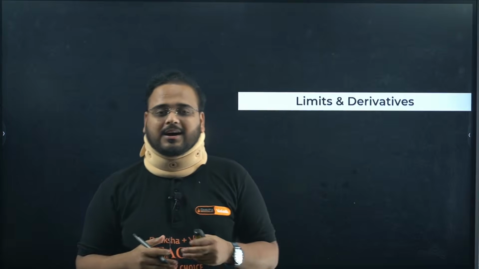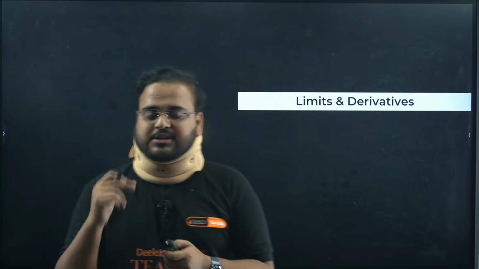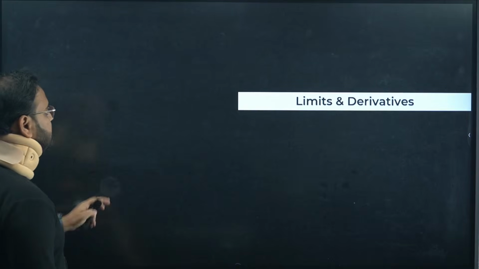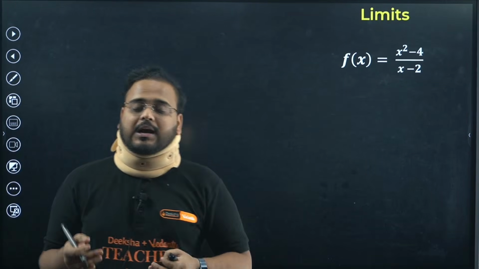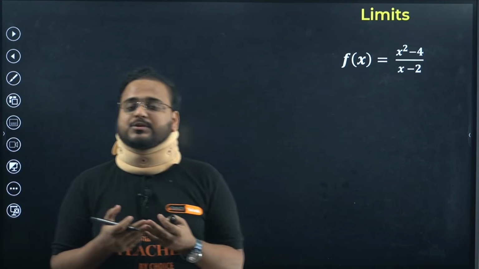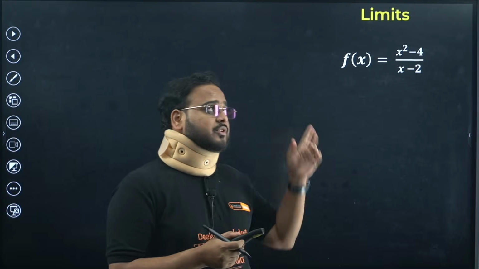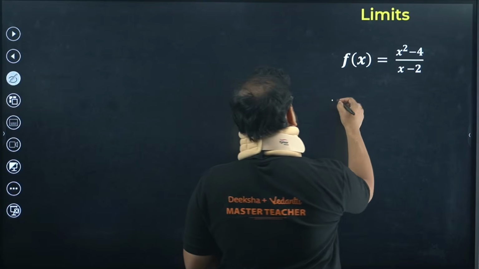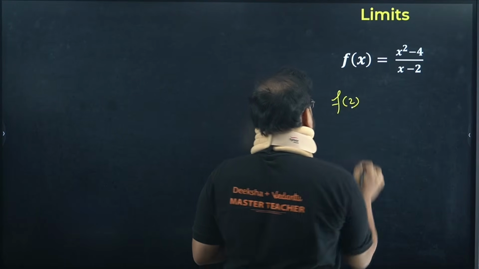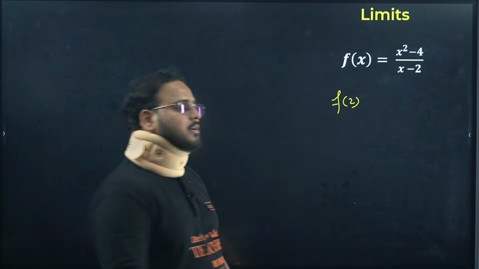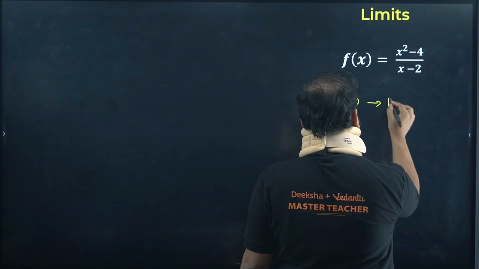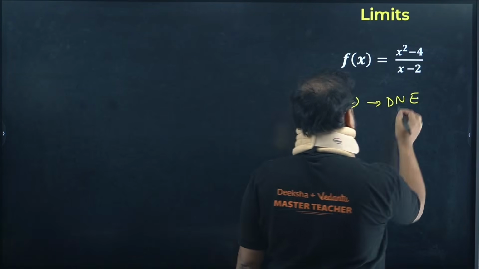So let's start our one-shot lecture for the chapter Limits and Derivatives. Starting with the first thing, what is the limit and what is the need of limit? What happens over here is, for example, in this function, if I ask you to find the function value at 2, you will try to find it, and then you'll reach that this value does not exist, sir.